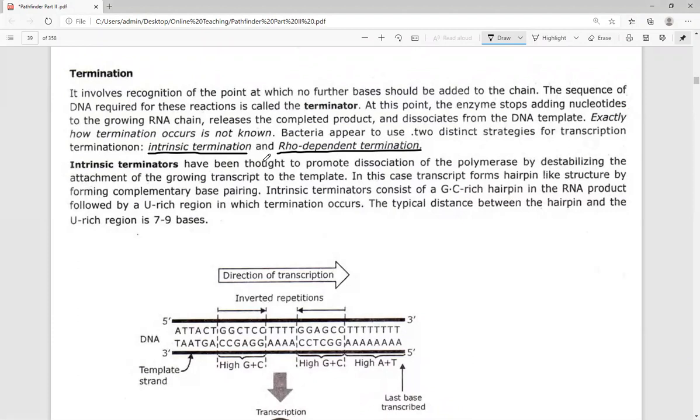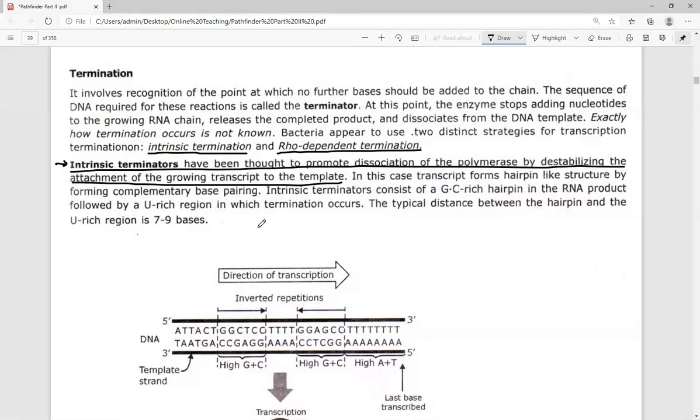Intrinsic termination is the first type of termination. Intrinsic termination has been thought to promote dissociation of the polymerase by destabilizing the attachment of the growing transcript to the template. As the growing transcript is destabilized, transcription termination will occur.